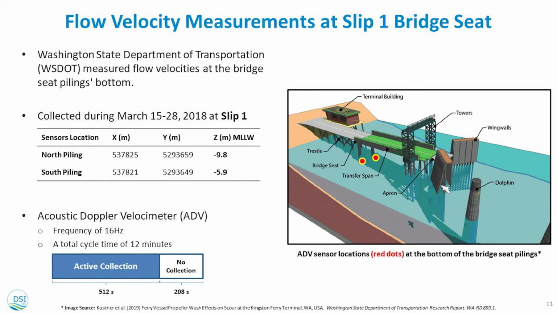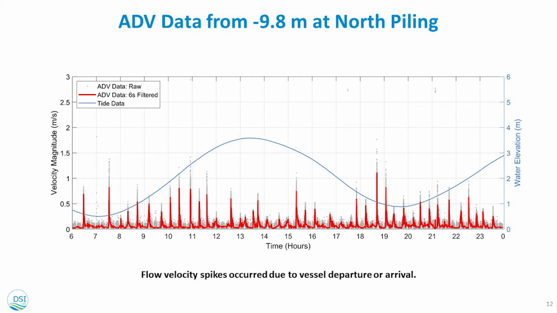You can see from the figure on the right a schematic of the ferry terminal and roughly where the 2 ADVs are located. The time series shown here shows the raw ADV data as the gray dots, a 6-second low-pass filtered data set in red, and then the associated tide levels that were measured at the dock.